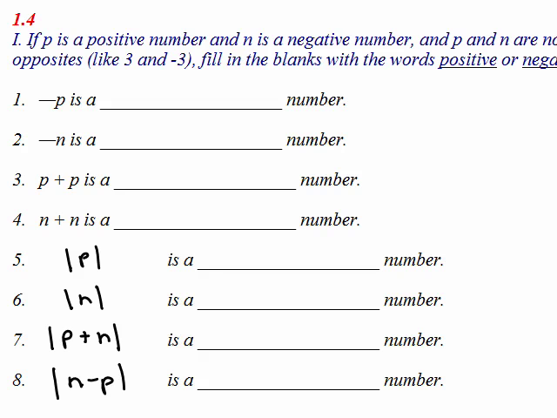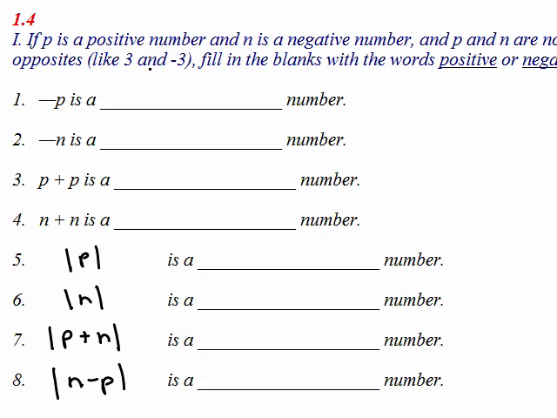We're continuing with review exercises for Chapter 1. These are the problems from 1.4. This is Part 1. So, if P is a positive number and N is a negative number, and they're not opposites, fill in the blanks with the words positive or negative.